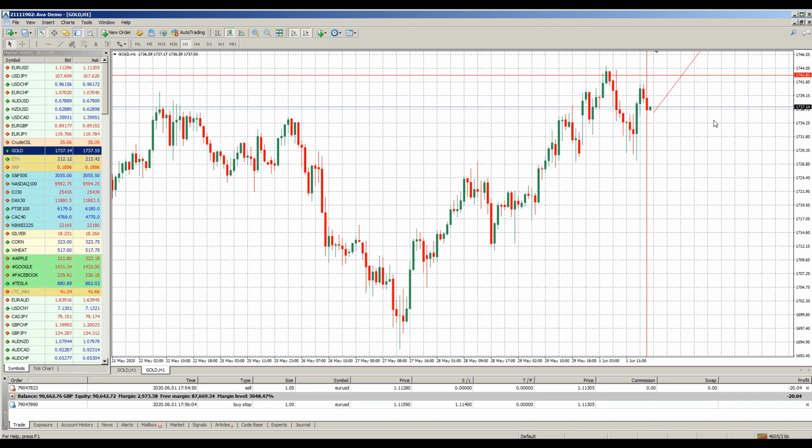Honestly, the technical setup there doesn't look so opportunistic. It doesn't look like a great entry point. It's not right up at the resistance. It's not down here. Here's a support level down here. It's not down at this support level, support, support.